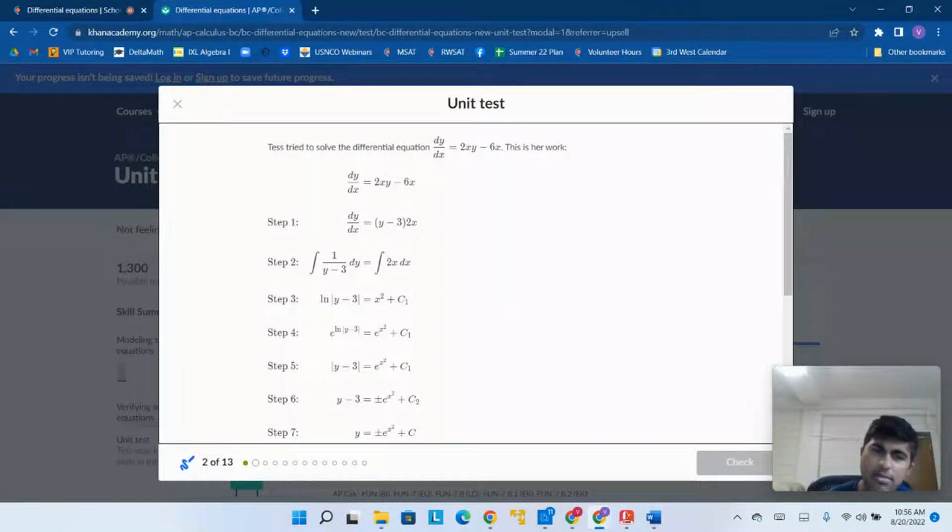Wait a second. She raised both sides to the e, but she only raised the x squared to the e. She didn't raise the constant to the e. You have to do that. You have to raise the constant to the e as well. You can't just leave it behind.